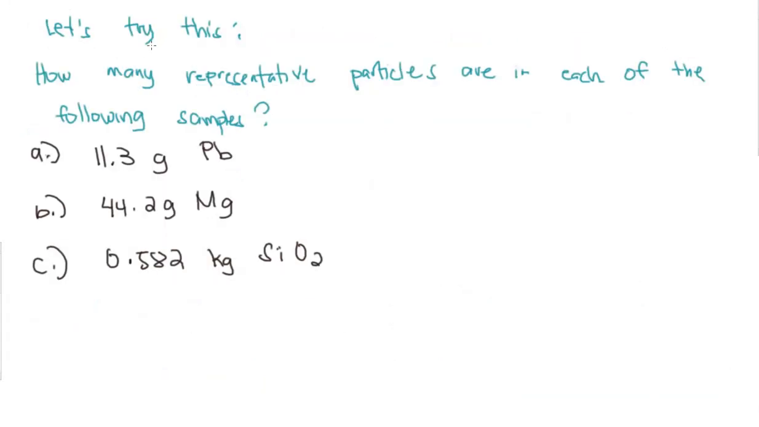Before we proceed, let's try this sample. I want you to try this one. How many representative particles are in each of the following samples? For letter A, we have 11.3 grams of lead. For letter B, we have 44.2 grams of Mg, or magnesium. And for letter C, 0.582 kilograms of silicon dioxide. As you can see, you have kilograms, so we need to convert this one into grams. And then you have to get the molar mass of each of these elements and compounds.